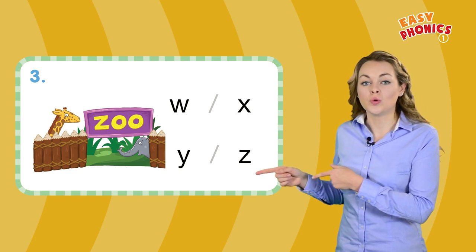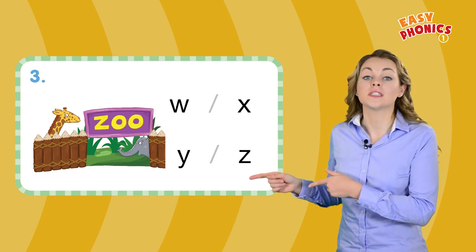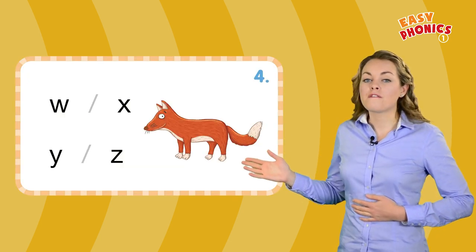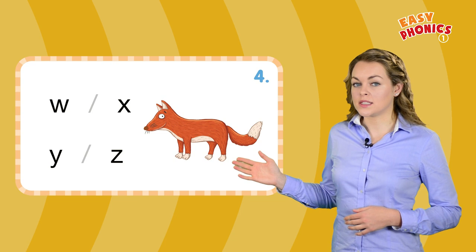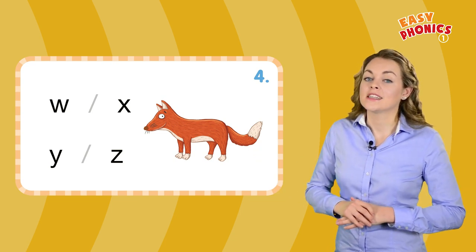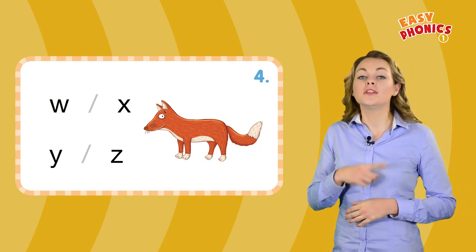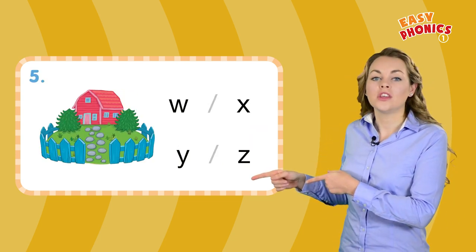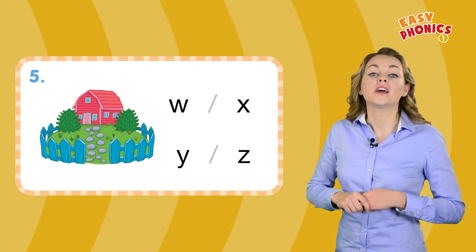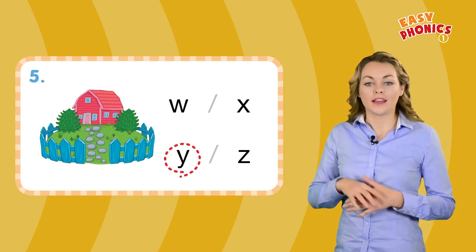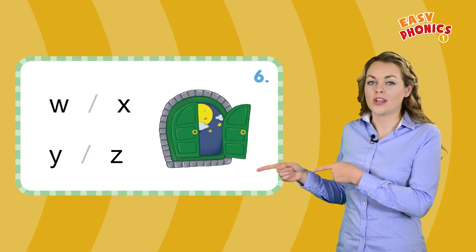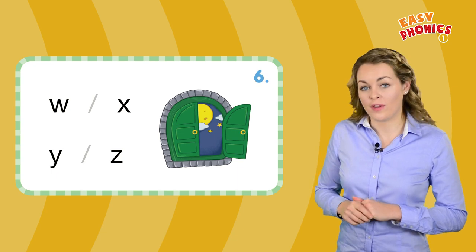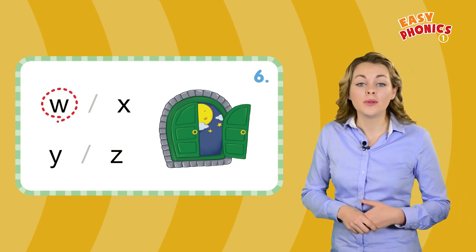That's zoo, Z, zoo. Circle the letter Z. Okay, then we have fox, fox. Remember the sound from that? That's Ksk. Yes, circle letter X. Okay, next we have yard, Y, yard. Circle letter Y. What's this picture? That's a window, W, window. Very good. Circle letter W.